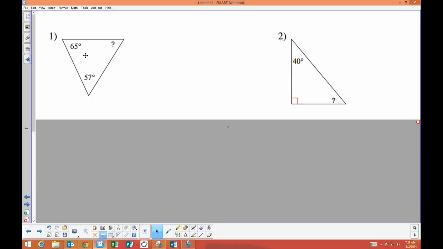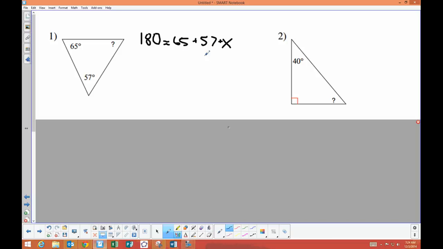Here on number 1, we're given a triangle and we're given 2 of the angles, 65 and 57, and so we need to find what this third angle is. All right, so we know that the 3 angles of any triangle always add up to 180. Okay, so if we want to find this missing piece, the easiest way for us to do that is set up a simple equation where the 3 angles add up to 180. So 65 plus 57 plus our last missing angle, which we'll just call angle X. Okay, and now we've just got a simple 2-step equation.